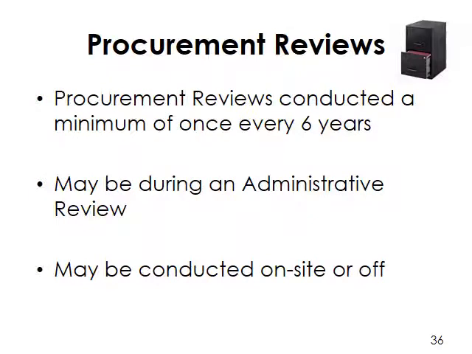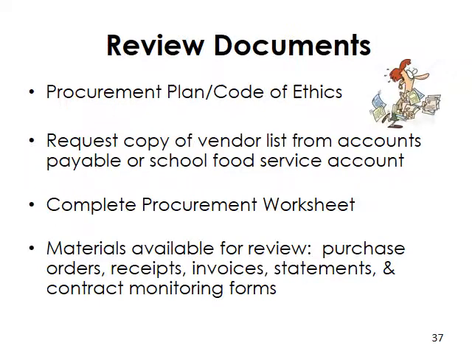Nutrition Services is required to conduct procurement reviews a minimum of once every 6 years. These may be done as part of the administrative review or at a different time. They can be conducted on-site or as a desk review off-site. We will ask to review your procurement plan and code of conduct. We will also review purchasing documentation, including how you compare prices, select your vendor, and review invoices to make sure all items are allowable to the school food service account. I recommend you keep documentation on file. This can be by paper or email or digitally.